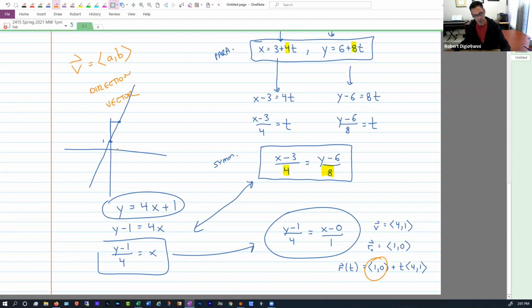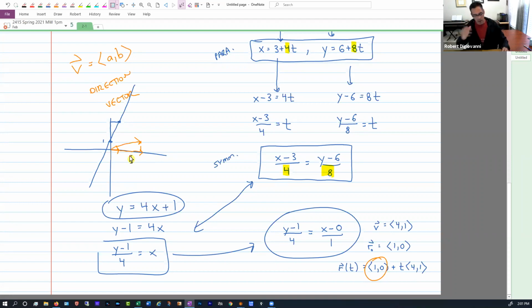1, 0 is here, right? That's 1, 0, which is out to the right one. And then I add to that the vector 4, 1, which would be 4 out and up 1. That's another vector. And then if I add those together, I should be on this line. It doesn't look like I would be.